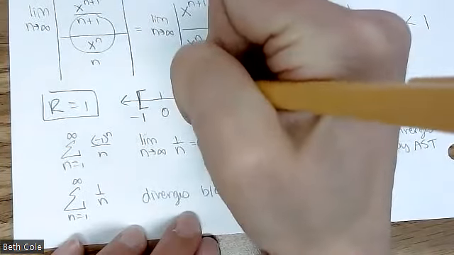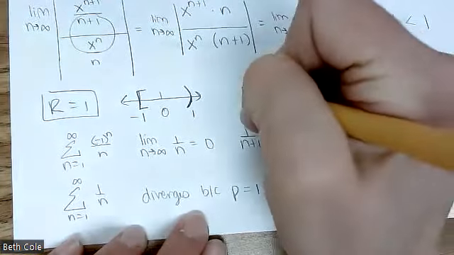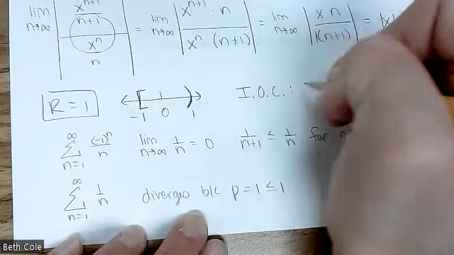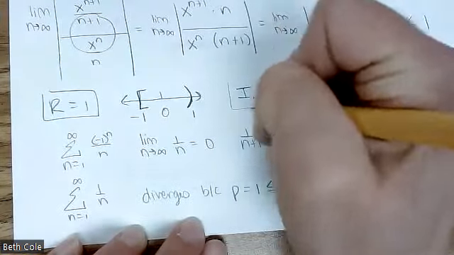All right, so 1 gets a parenthesis. So your interval of convergence is bracket -1 to 1 parenthesis.